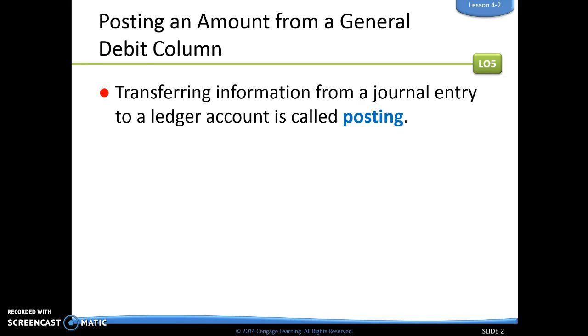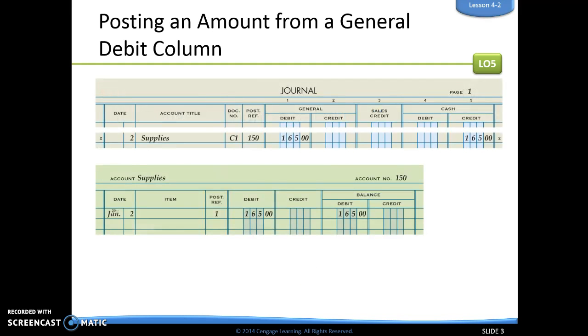So first of all, posting. Posting means transferring information from a journal entry to a ledger account. So here is an example of our posting.